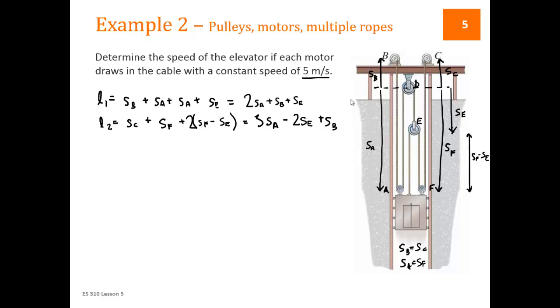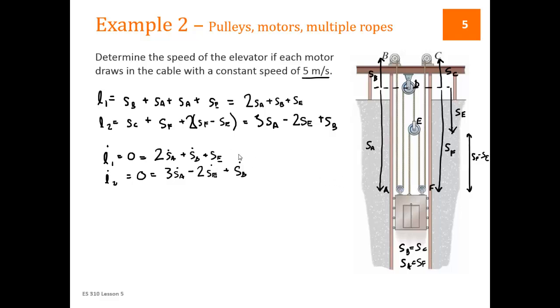Because we want to relate the given velocity of B and C to the velocity of the elevator, which would be A. Alright, so let's take the derivatives. We've got L1 dot equals 0 equals 2 SA dot plus SB dot plus SE dot. And L2 dot is equal to 0 equals 3 SA dot minus 2 SE dot plus SB dot.